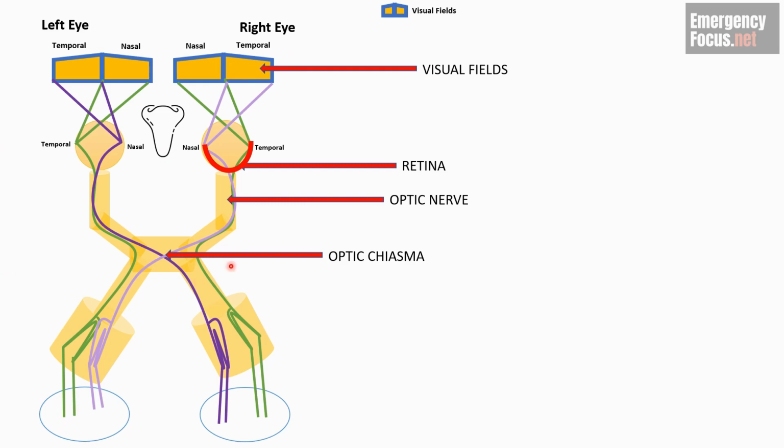Okay, so this also means that the optic tract, for example, on the right side, will be formed by the nasal fibers of the left optic nerve and the temporal fibers of the right optic nerve. Very good. After that, the fibers of the optic tract will course posterolaterally around the cerebral peduncles to synapse in the lateral geniculate nucleus of the dorsal lateral thalamus.